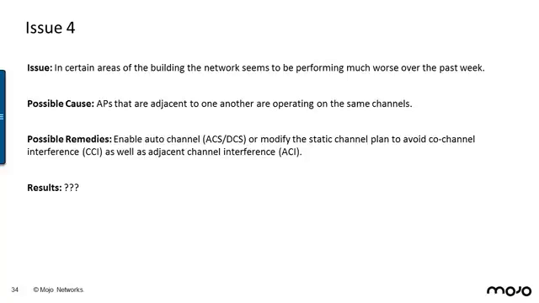And so you want to either enable auto channel, and hopefully your auto channel is behaving properly, and it would avoid that type of deployment or configuration, or modify your static channel plan to avoid co-channel interference as well as adjacent channel interference. It's worth pointing this out because really we do see, and over the years there've been lots of situations and site surveys done, and see that APs are all operating on the same channel in the same area.